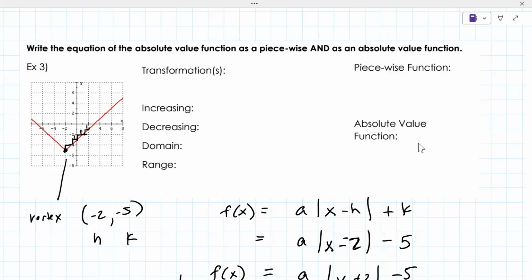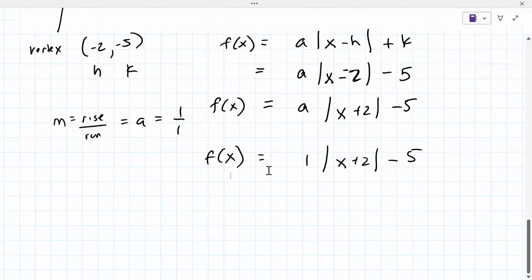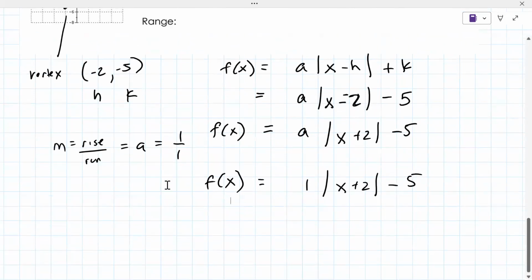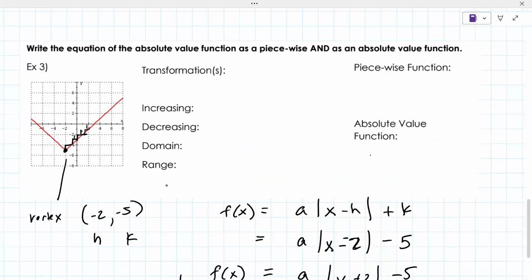All right, Karthik, I'm back. Let me know if you have any questions. I do have a question. For the absolute value function, when we found the slope of the line, would the a be the slope? Exactly, the a would be the slope. Yes, all right. So I found the increasing, decreasing, domain, range.